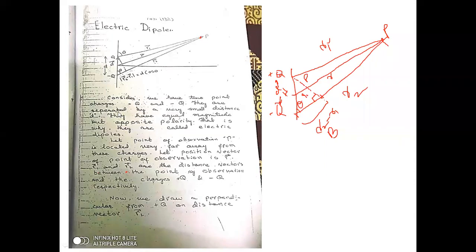Consider we have 2 point charges, plus q and minus q. They are separated by a very small distance d. They have equal magnitude but opposite polarity. That is why they are called electric dipoles.